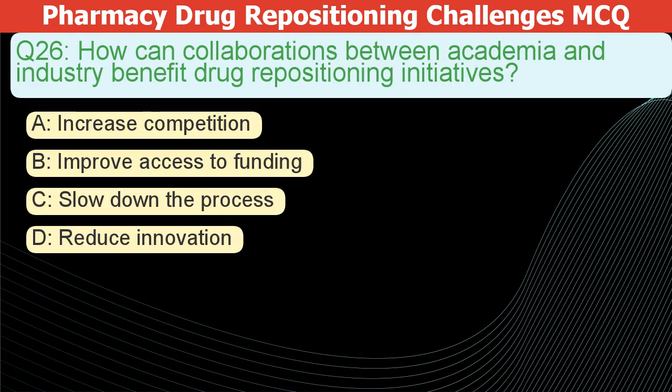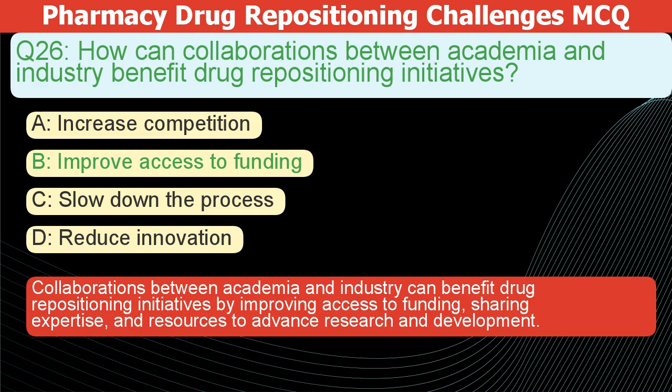How can collaborations between academia and industry benefit drug repositioning initiatives? A. Increase competition. B. Improve access to funding. C. Slow down the process. D. Reduce innovation. The correct answer is B.